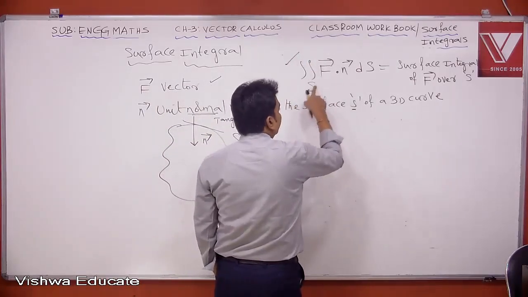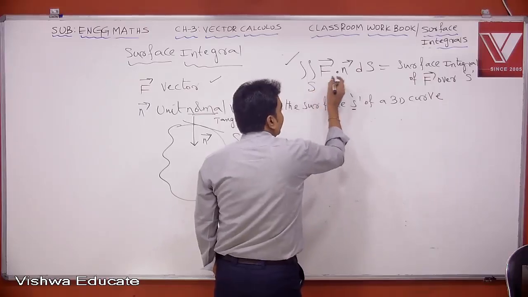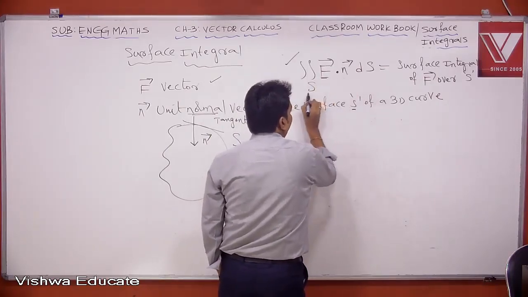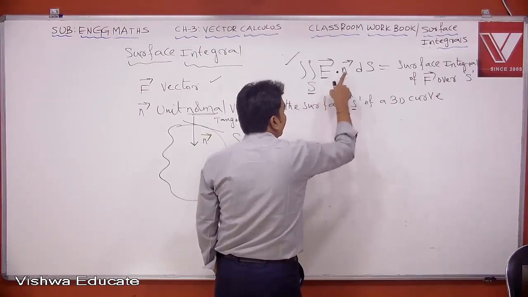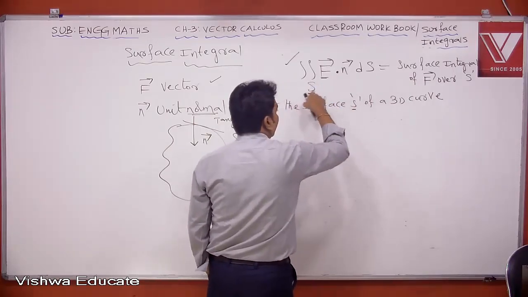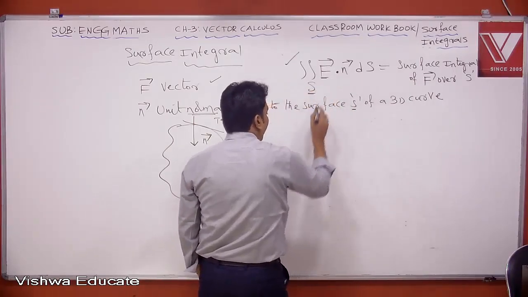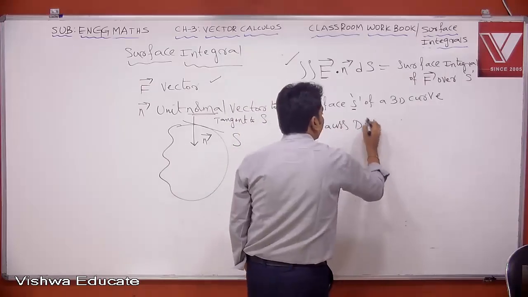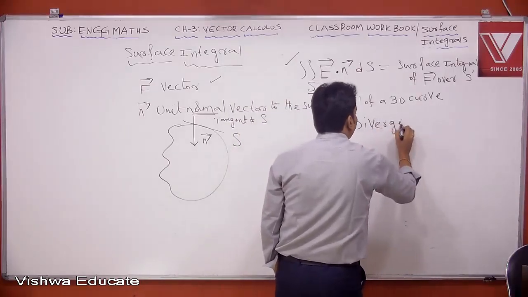So basically a surface integral is a double integral. This is a dot product. This is my original vector. This is the surface of a three-dimensional curve, and this is a unit normal vector to the surface S. Now this can be handled by using one famous result, called the Gauss divergence theorem.